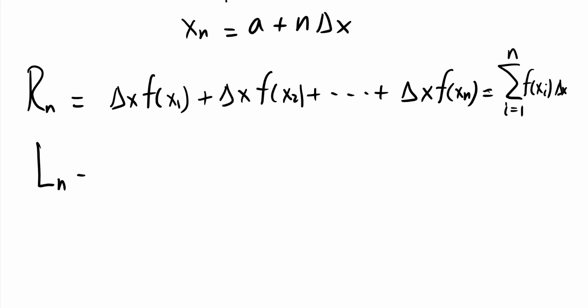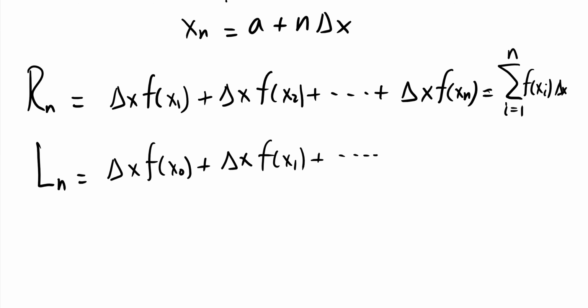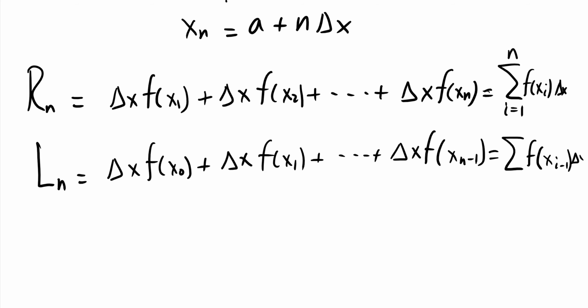The left endpoint is delta x, we start from the left, so x0, plus delta x f of x1, plus all the way up to delta x f of what? We do not count the last one here. So we counted the first on the left, we don't count the last one on the right. So this is f of x sub i minus 1 delta x. It depends, there are many ways to write this out. So I decided the subscript to be i minus 1, so i goes from 1 to n. If you test it out, you will see that the line before it will work out nicely.